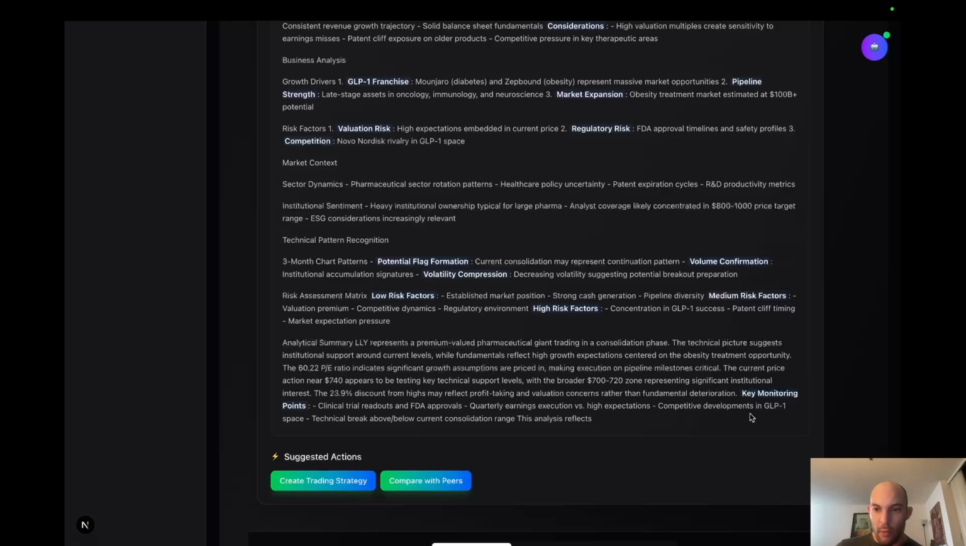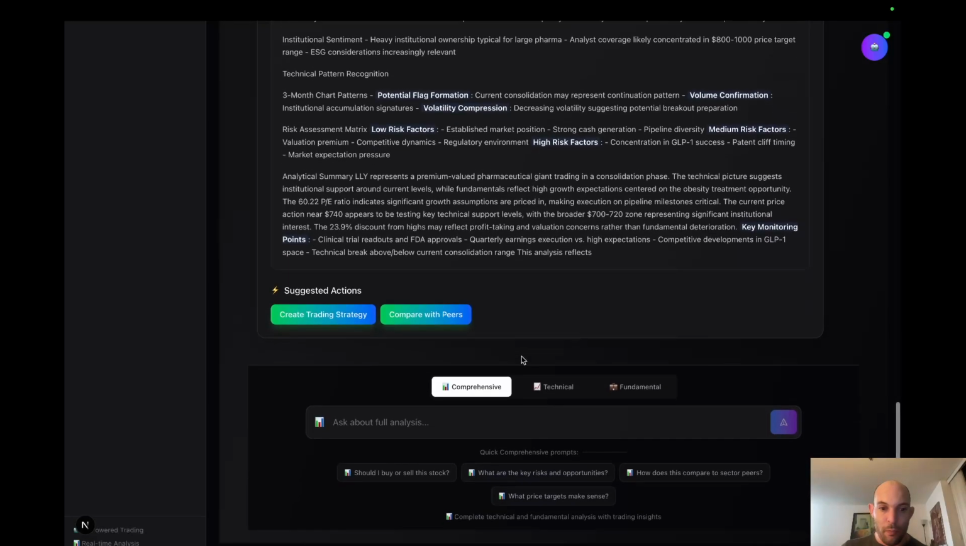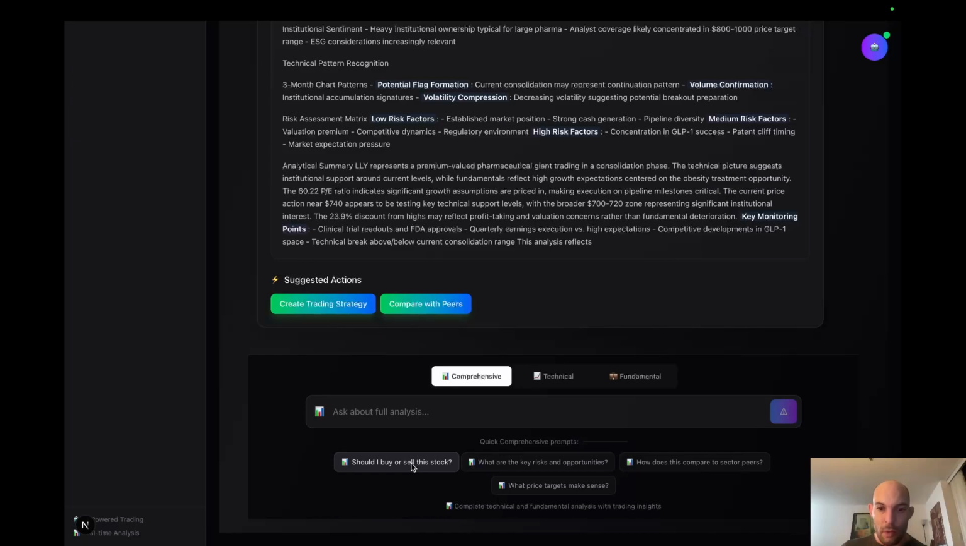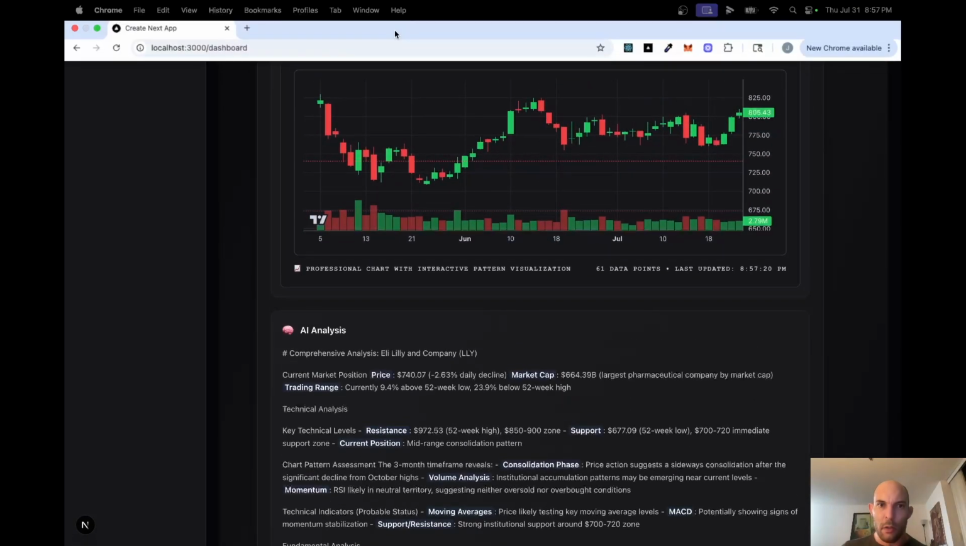Oh, competitive developments in the GLP-1 space. Yeah, that's gonna make a lot of people money. I should get into that, actually. Let's look at the chart patterns.